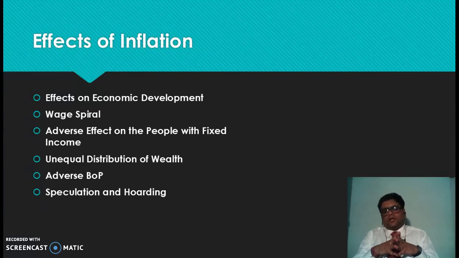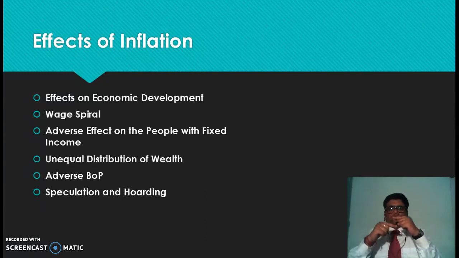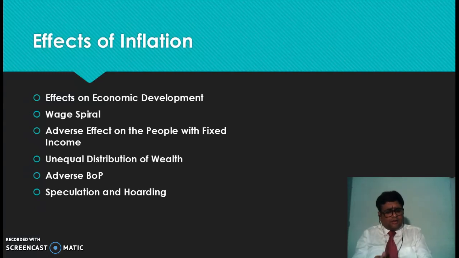Then comes the wage spiral. See, due to the increase in wages, prices increase. Due to the increase in prices, again wages increase. So a spiral of wages and prices comes into existence, and it increases. With every increase in wages, there will be an increase in prices. With every increase in prices, there will be an increase in wages. So that creates a wage and price spiral, and that exerts a very negative effect on our economy. So again, the wage spiral is a negative effect of inflation.